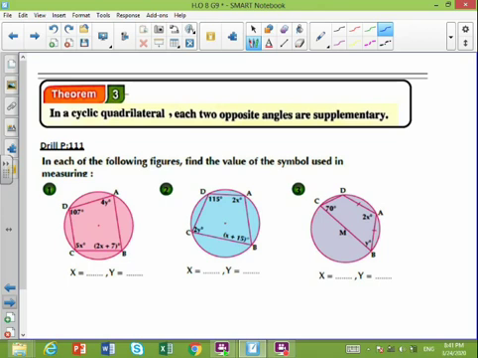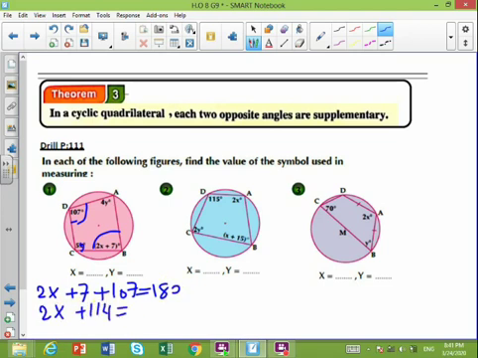In each of the following figures, find the value of the symbol used. Supplementary means their sum equals 180. By the way, this is y. So here, this is a cyclic quadrilateral. The vertices touch the circle. So each two opposite angles are supplementary. So measure B plus D equals 180. So 2x plus 7 plus 107 equals 180. Complete the equation. 2x plus 114 equals 180.